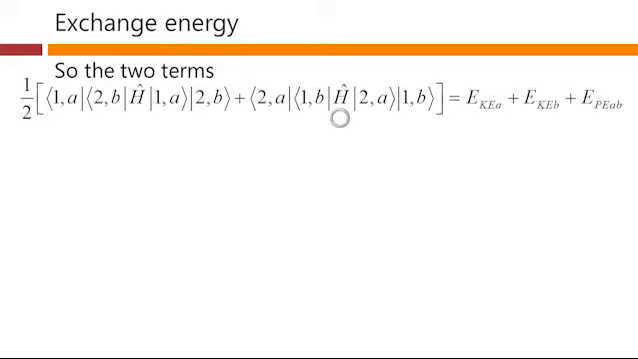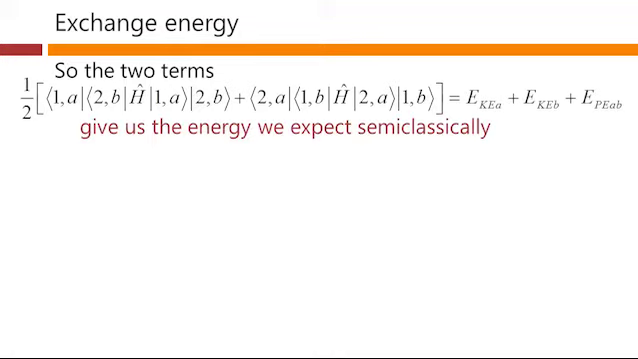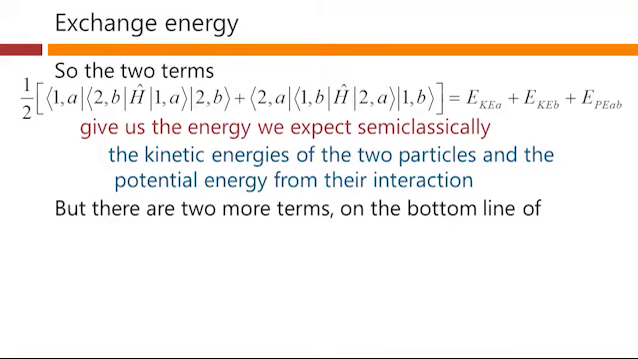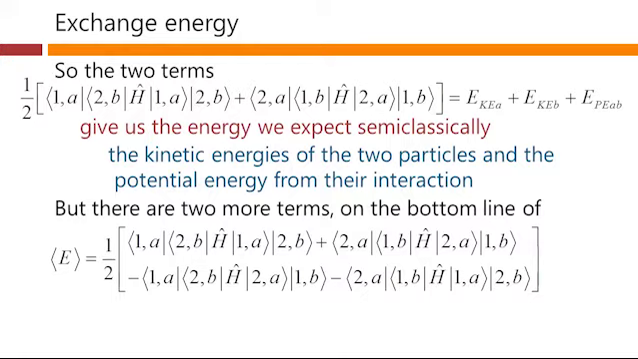So these 2 terms added together with a half, which we found in our original expression, are simply the sums of the kinetic energy of one particle that's in state A, the kinetic energy of another particle that's in state B, and the potential energy between those two particles. So this is the energy we might expect semi-classically, the kinetic energies of the two particles and the potential energy from their interaction. But there are two more terms on the bottom line of this expression we'd written out before, in particular these two here.